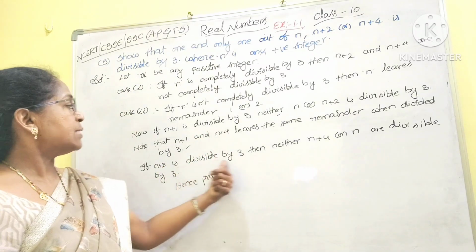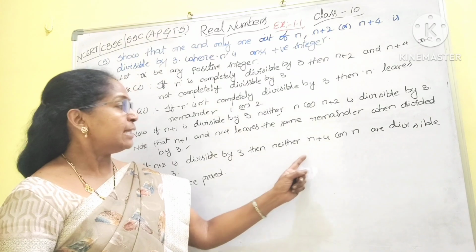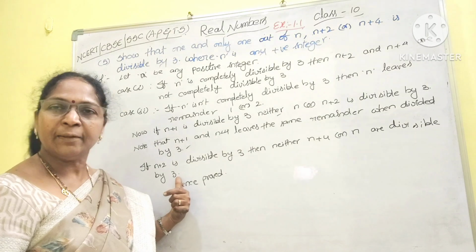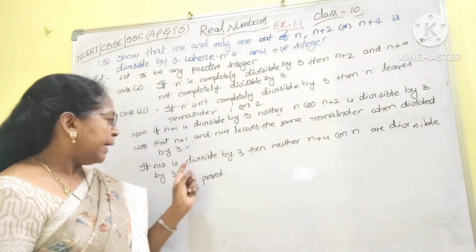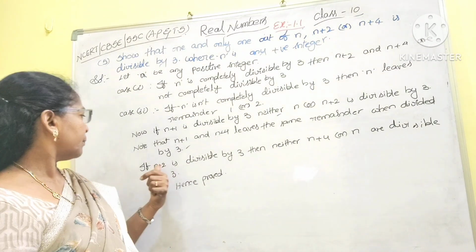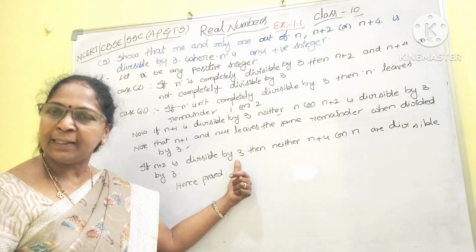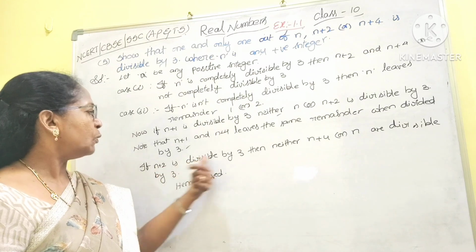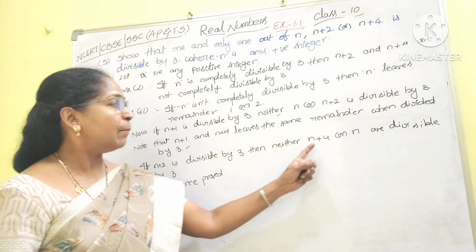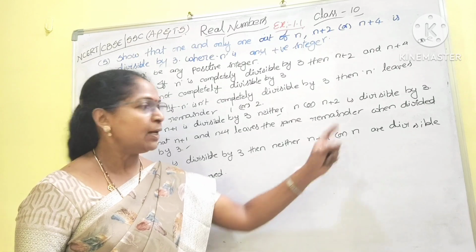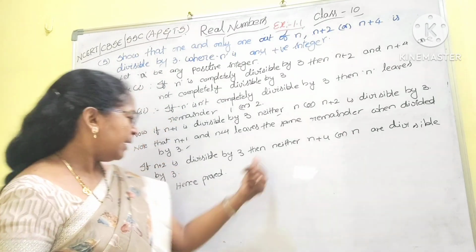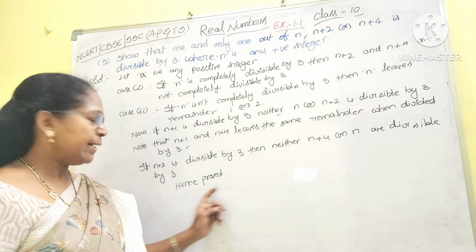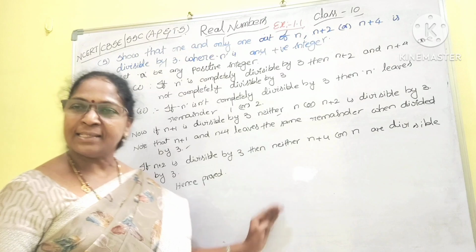If n plus 2 is divisible by 3, then neither n plus 4 nor n is divisible by 3. That means neither nor. n plus 2 is divisible by 3. If n equal to 4, 4 plus 2, or if n equal to 1, 1 plus 2, 3 by 3 is divisible by 3, but 1 plus 4 is not divisible, as well as n is also not divisible. Yes, so this condition is proved. So hence proved. This is the last question.